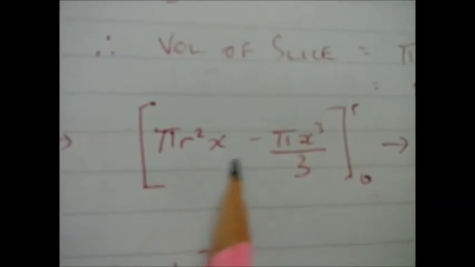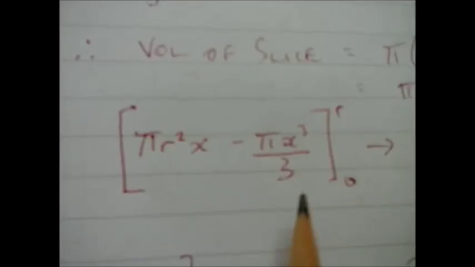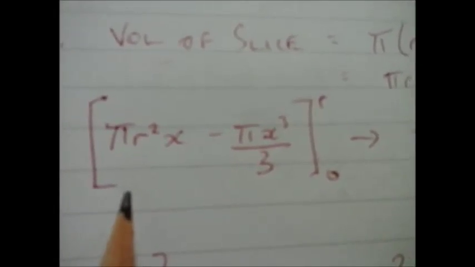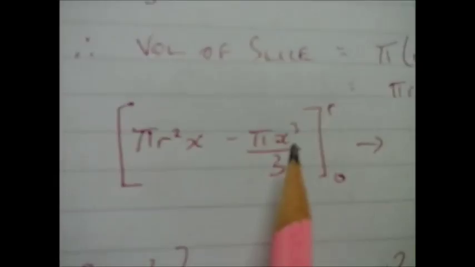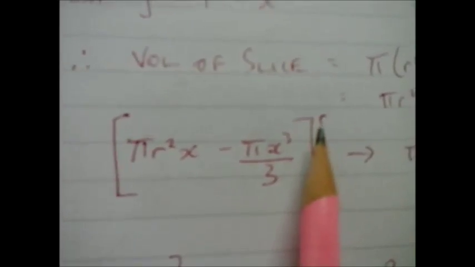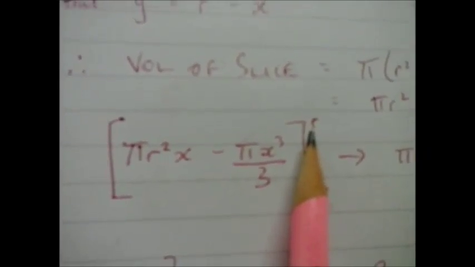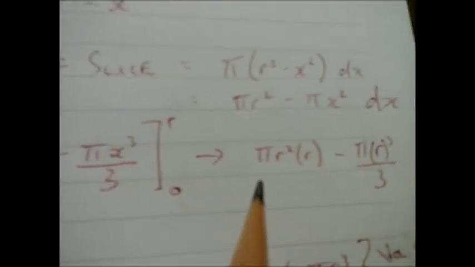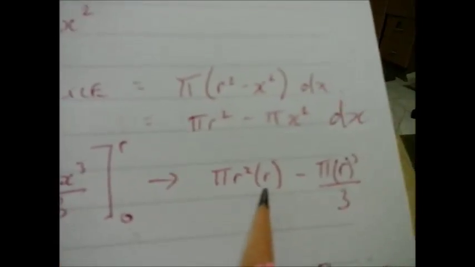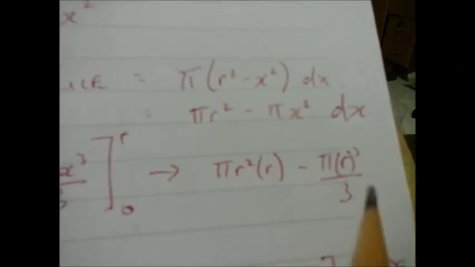There you go: pi r squared x minus pi x cubed over 3, with limits of 0 to r. Now, when I put the limit 0 in, both of those terms will come to 0, so I can just ignore that and carry on, putting in the limit r. Wherever there's an x, I put an r in, so I get an r there and an r there.